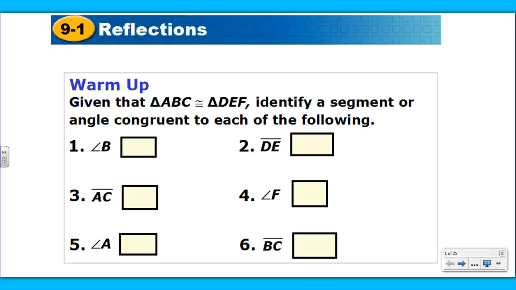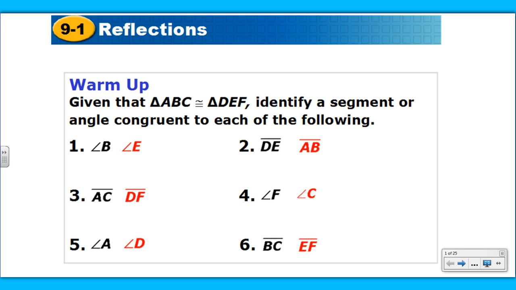And welcome back to Geometry 2, a new chapter, Chapter 9. And we're starting in today with reflections. Pause the video, come back and check your work. And here we have the key. This should be so straightforward and simple for you, and I'm sure you have it.